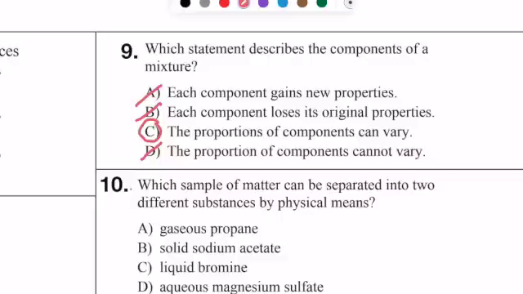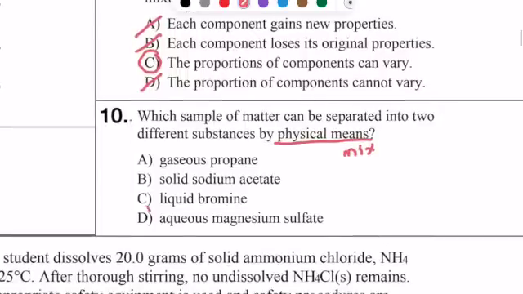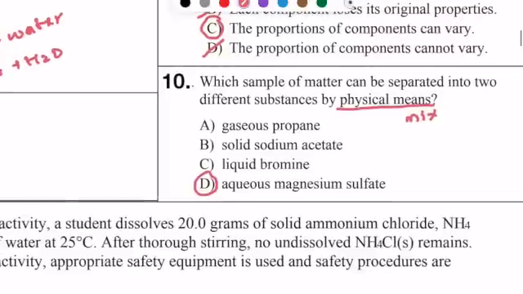Which sample of matter can be separated into 2 different substances by physical means? So once again, this is the question that is the opposite of what we were looking at on the previous slide. Now we are looking for a mixture. So if you look at your options, once again, you have a gas, a solid, and a liquid, and then you have an aqueous solution, which we know is a mixture.